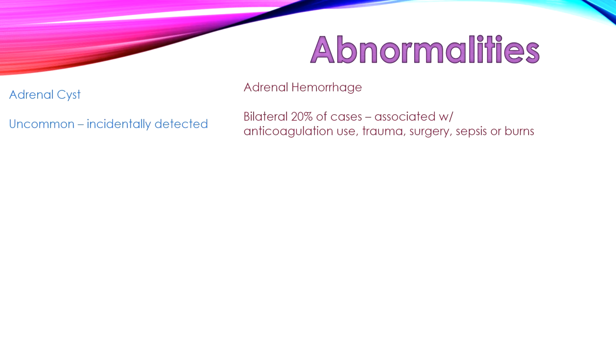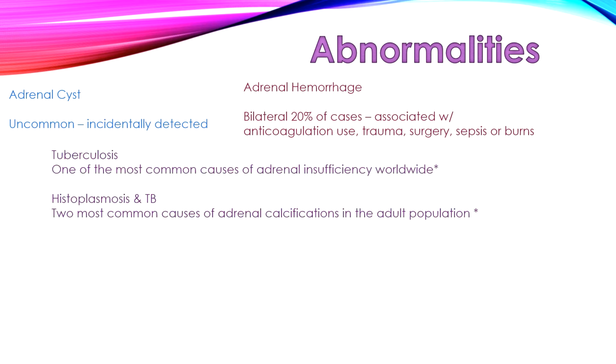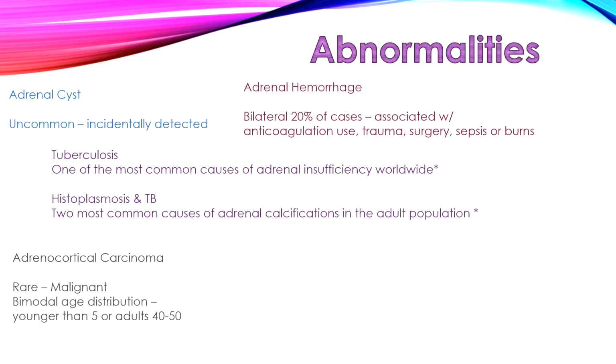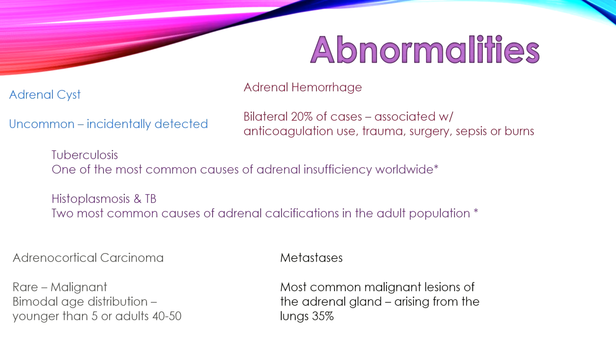Adrenal hemorrhage associated with anticoagulant use, trauma, surgery, sepsis. TB is one of the most common causes of adrenal insufficiencies worldwide. Adrenal cortical carcinoma, it's rare and malignant. And METS is the most common malignant lesion of the adrenal gland, 35% coming from the lungs.